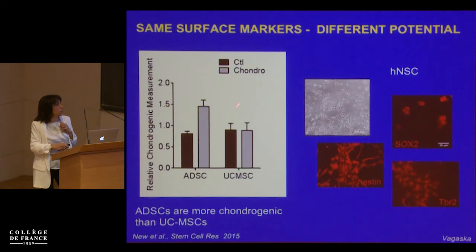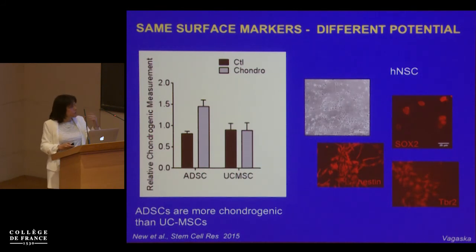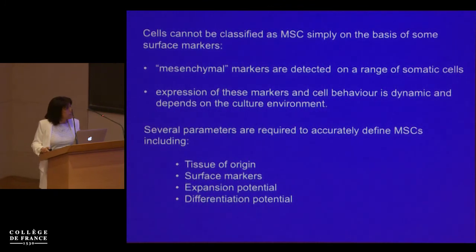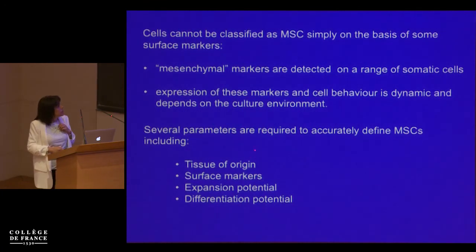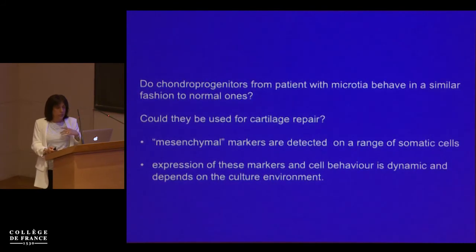So we are showing the chondrogenic potential that is higher in the ADSCs than in the umbilical cord, whereas, for example, for the bone it is opposite. I think I've quite summarized these already, and the point is really that we need several parameters to define these cells, and they are not all easy to assess without destroying the tissue or the cells.